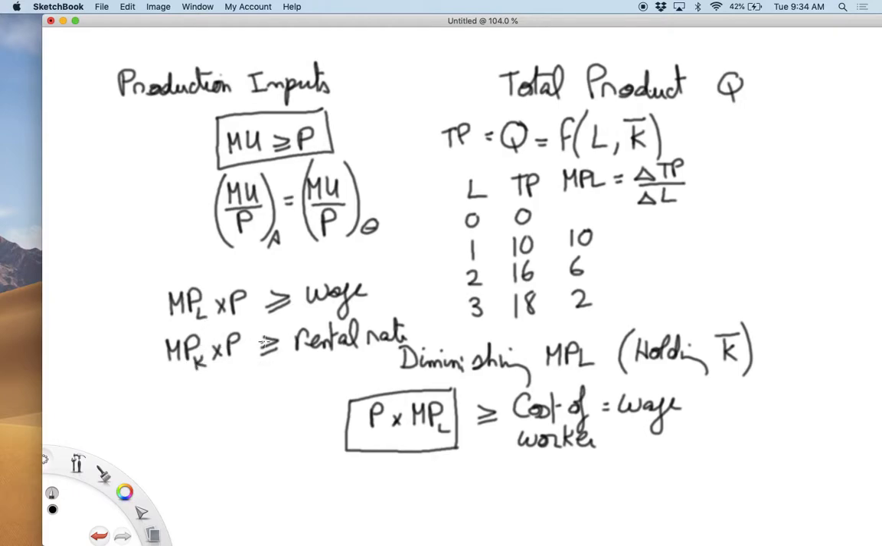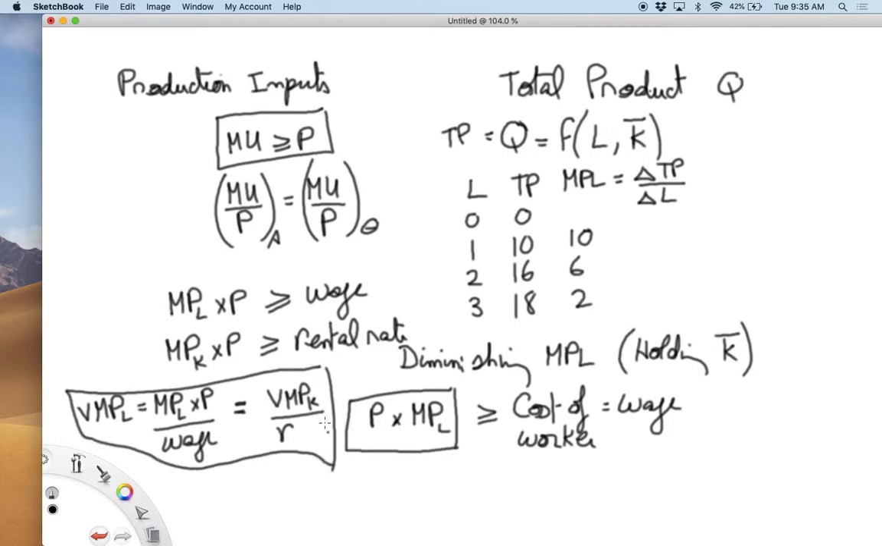Okay? And if I'm deciding how many workers relative to how many machines, I'm going to buy workers and machines such that the ratio of marginal product of labor times price, which is the value of marginal product, okay, to the wage, equals the value of marginal product of capital to the rental rate. Okay, so these are exact mirror images of the conditions we have in utility, but we're applying it to the case where we're buying workers and machines.